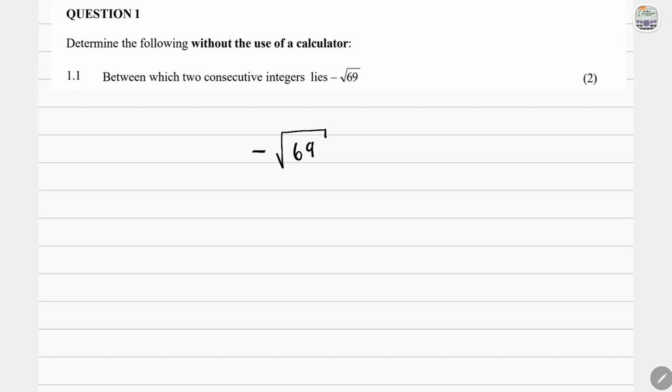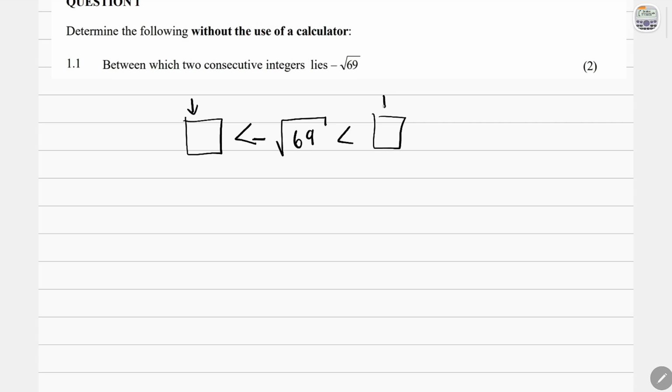And we need to think about an integer value that would be less than this, and then one that is greater than this. So that the negative square root of 69 is greater than that number, but less than this number. Because these have to be integer values, when comparing them, we can find the square root of perfect square numbers that lie right around 69. Because perfect square numbers will be the only ones that, when square rooted, become an integer value. But there's something else we need to take note of here.